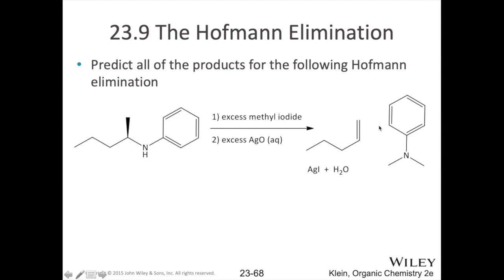Okay, so there's the alkene we form. There's the resulting ammonium ion that leaves as a tertiary amine, right? So when we break that carbon-nitrogen bond, notice the nitrogen becomes the neutral tertiary amine. Note that it has these two methyl groups on it that come from the methyl iodide. And of course, don't forget, you're going to make silver iodide and water as byproducts as well.